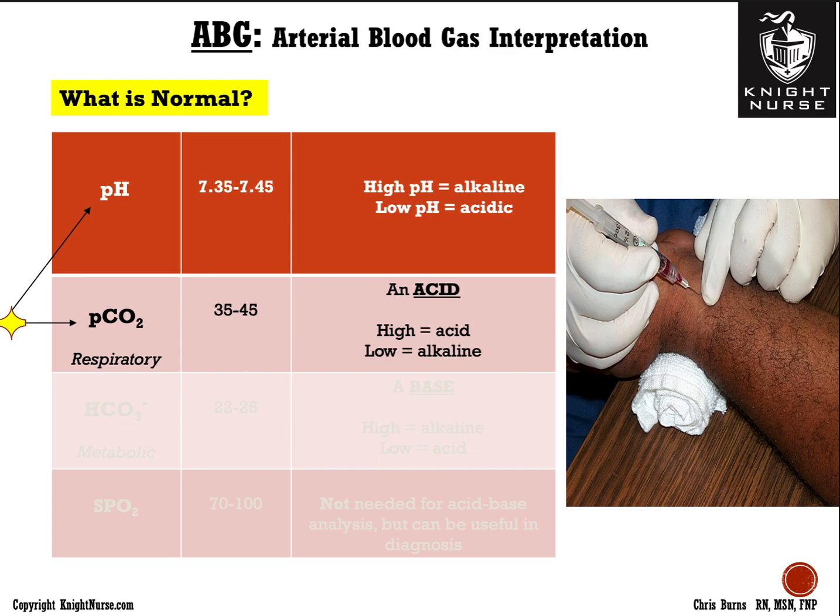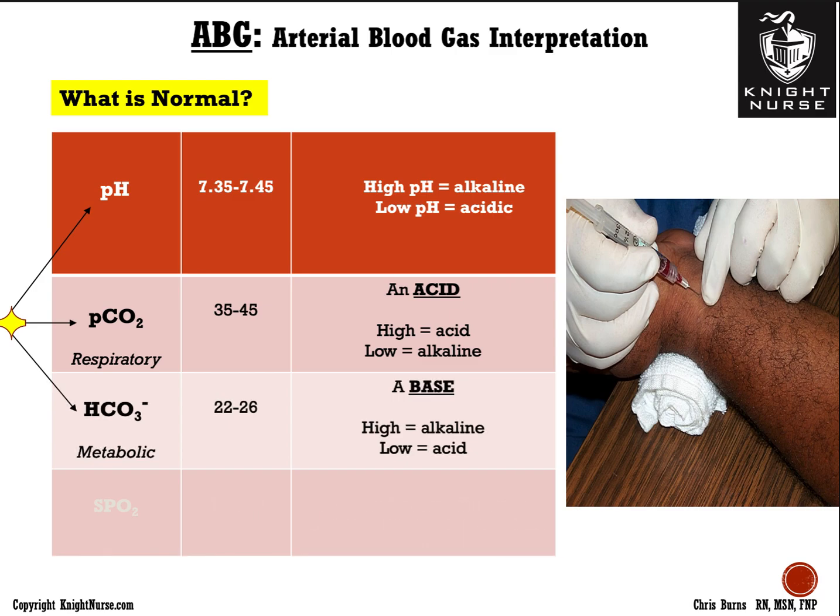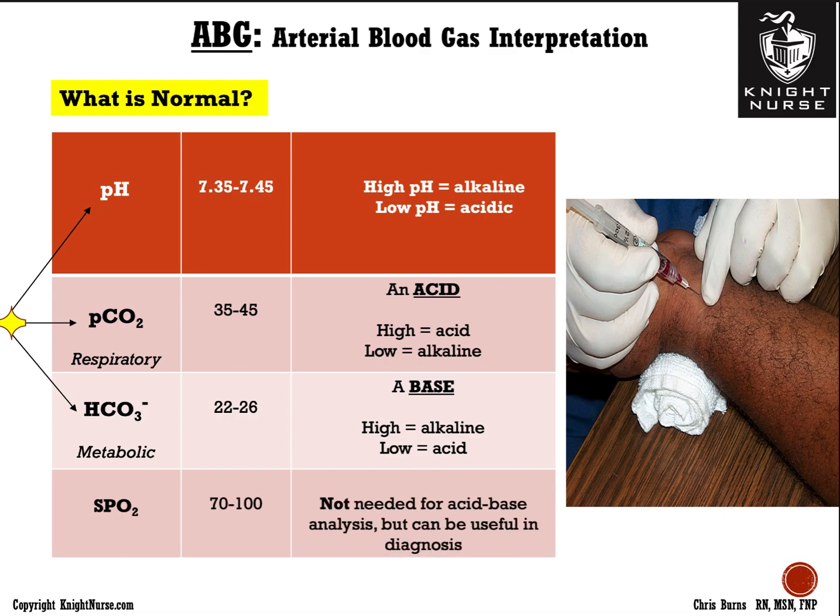It's an acid, so if CO2 is high, you have acidosis. If it's low, you have alkalosis. CO2 is always respiratory. Bicarbonate, which is always basic, its normal is 22 to 26. It's a base, so if bicarb is high, you have alkalosis. If bicarbonate is low, you have acidosis. Remember, it's always metabolic.